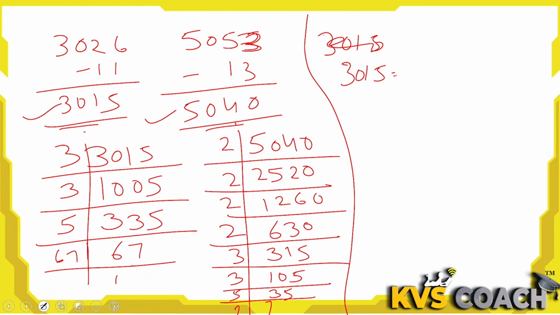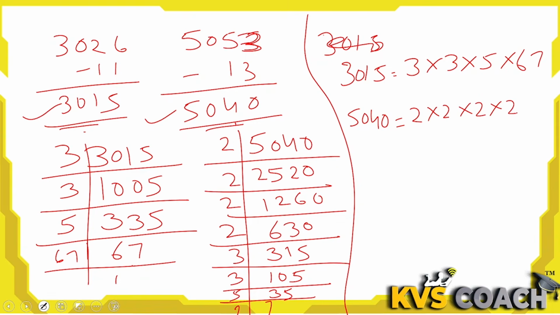3015, that is 3 into 3 into 5 into 67. Okay, and for 5040, the numbers are 2 into 2 into 2 into 2, 4 times 2, then 2 times 3, then 1 time 5, and 1 time 7. Now what we have to do? We have to find a common prime factor number.